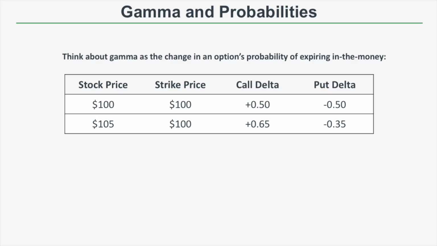Now as it relates to call options, when the stock price decreases, either the call option's strike price will not be in the money as much, or it will be further out of the money. And in both cases, there will be a lower probability of that option expiring in the money.